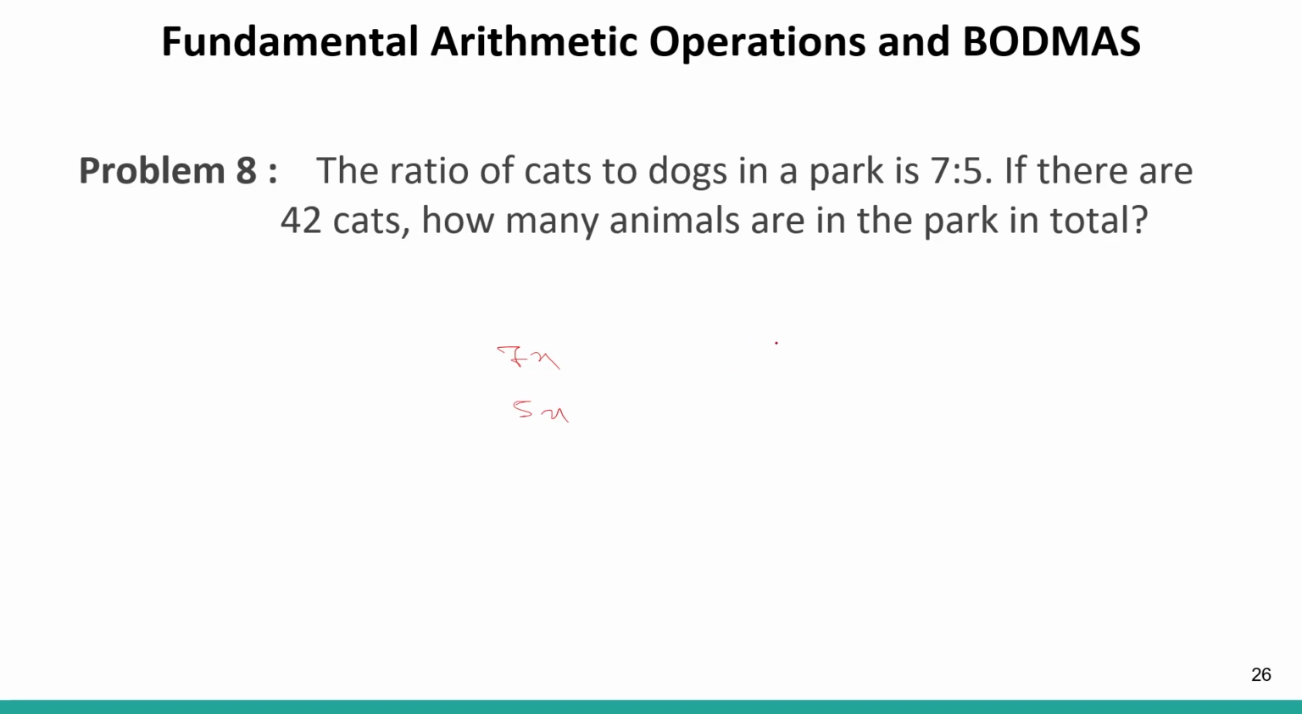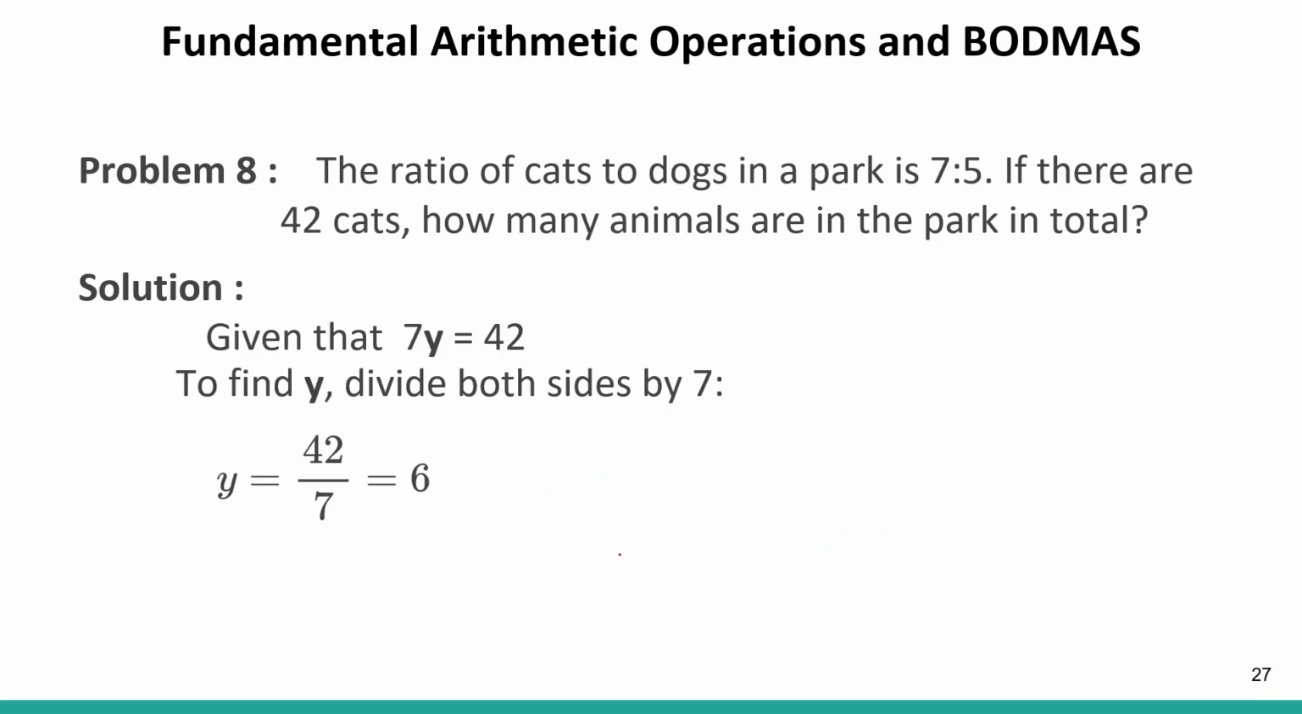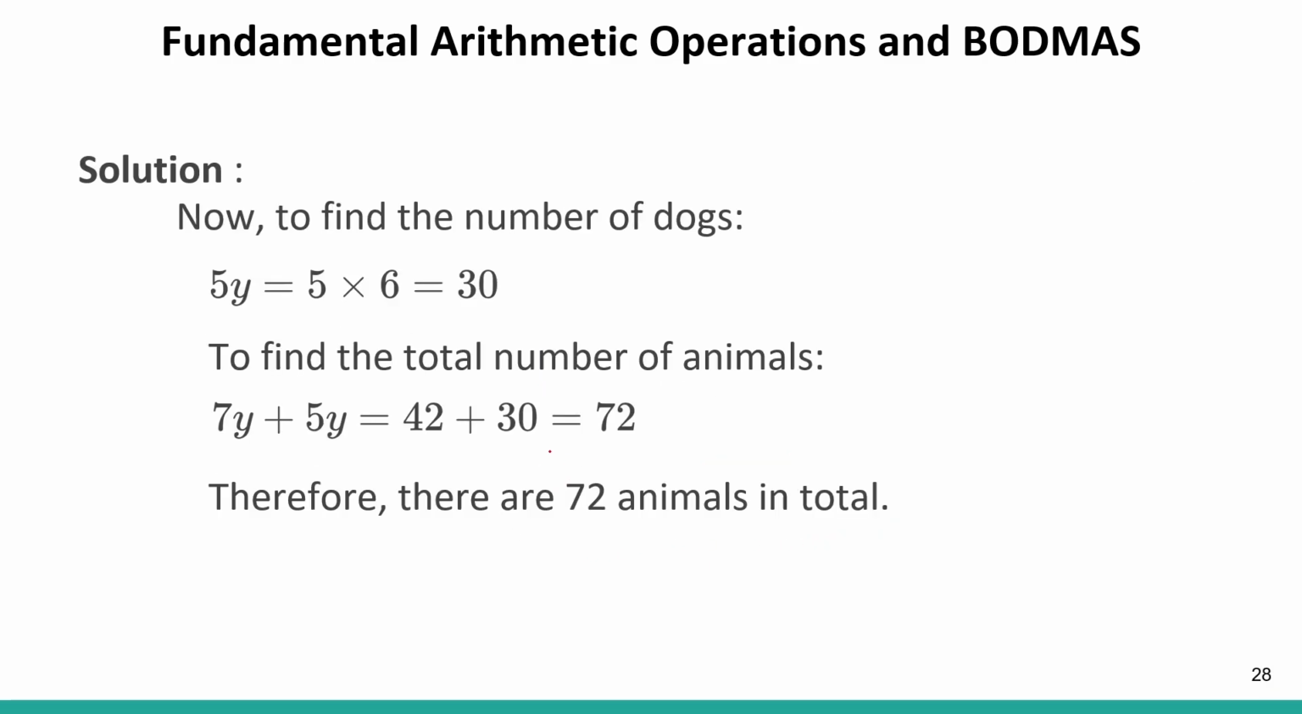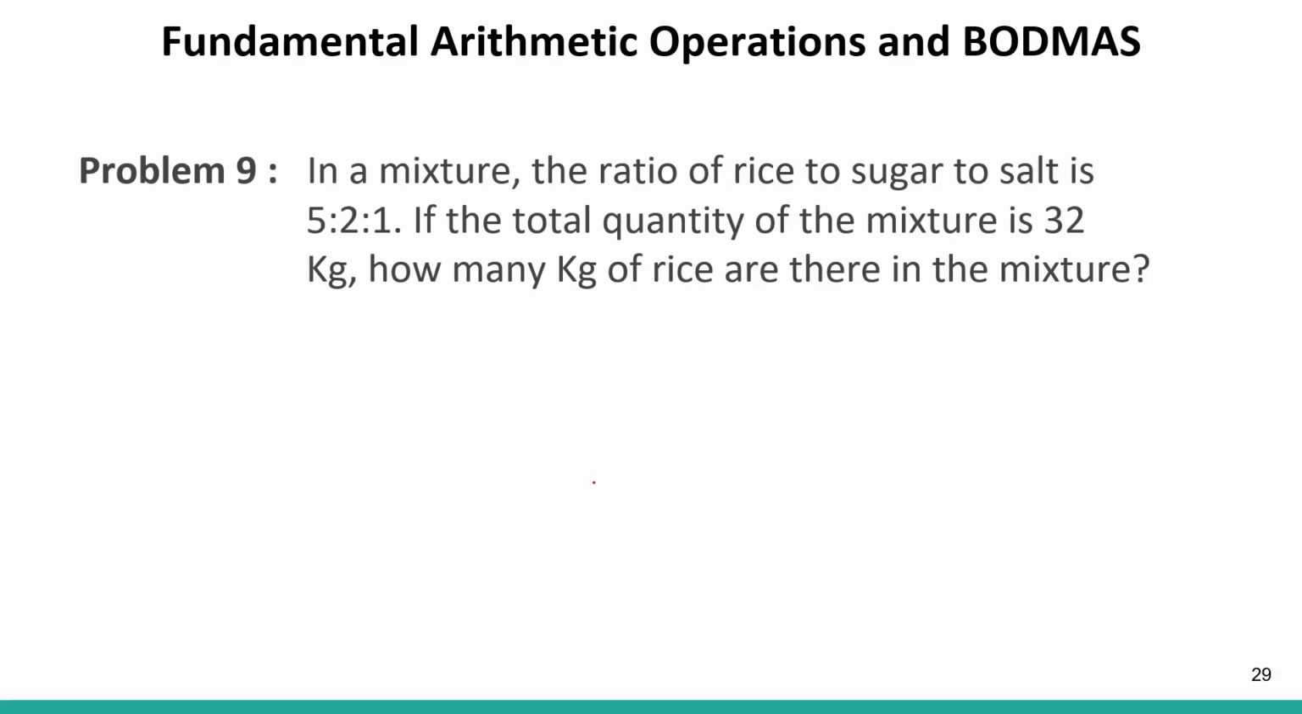Okay, so if there are 42 cats, 7x is equal to 42. This implies that x is equal to 6. Okay, so this implies that 5x is equal to 30. So there are 30 dogs in that park. Let's see the solution. This is 6 and there are... So in total number of animals, 30 dogs plus 42 cats is equal to 72 animals. Okay. So let's see problem number 9.